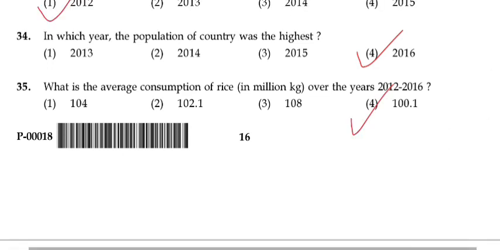For data interpretation, you should do enough practice. You must solve enough questions. Then only you will get that skill to solve any data interpretation question easily and in a very short time.